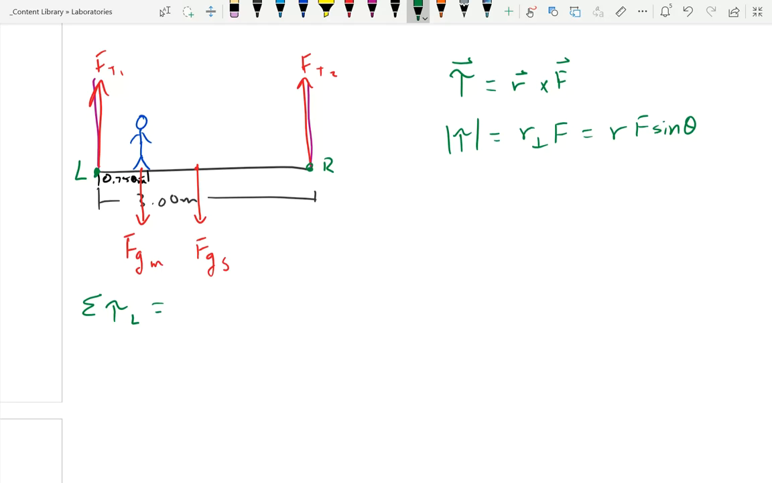So for the first force, force tension 1, what's the perpendicular distance from L to where force tension 1 acts? 0. So I'm going to put 0 for that distance times force tension 1. The next force, just going in order from left to right, is the force from the man. Is that going to make a positive or a negative torque? Positive.